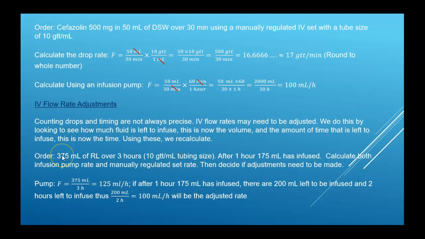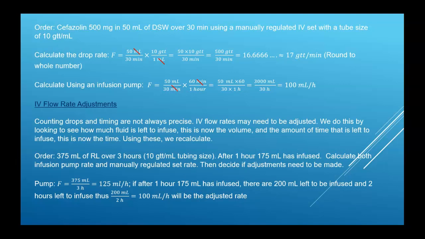Okay, so the pump, 375 milliliters over 3 hours. So it ran at 125 milliliters per hour. If after an hour 175 milliliters was infused, that means there's 200 milliliters left.